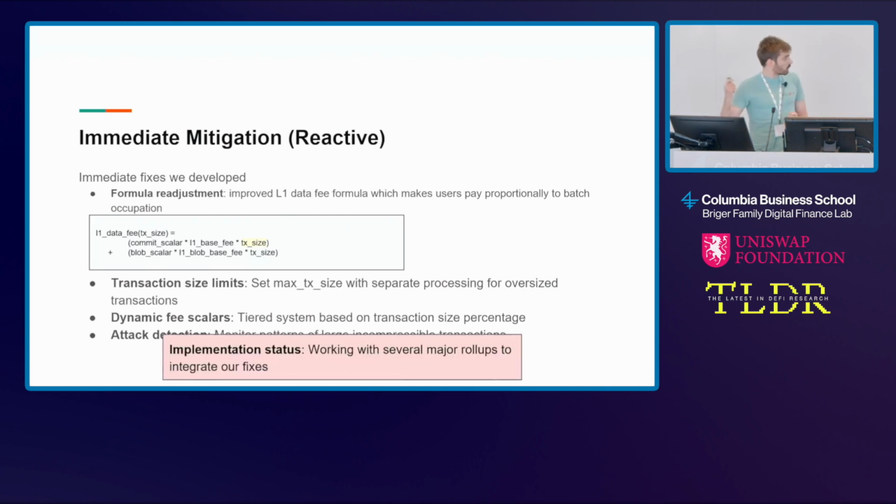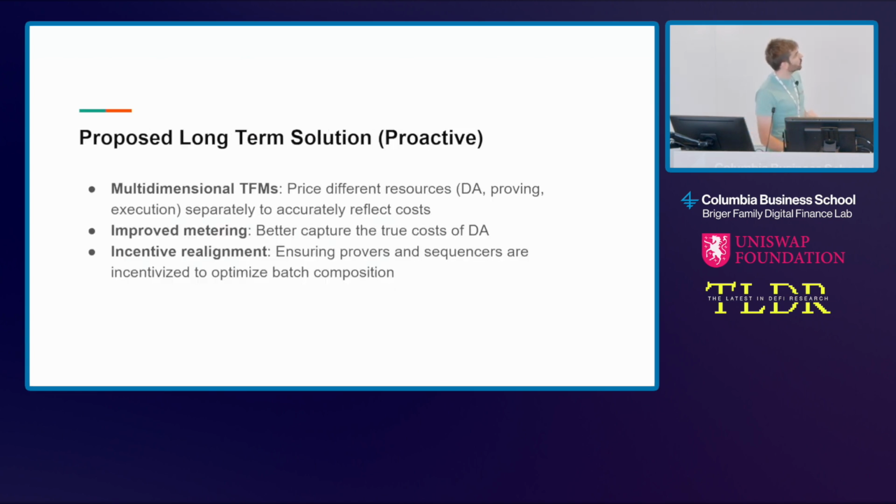So we have already discussed this attack with some major rollups, and they try to apply some fixes. But for the denial of service, the fixes are not that simple. So what we can do as a long-term solution that we know it's going to work. First of all, we can apply multidimensional TFMs, where we price each resource differently. For example, we have a different market for DA, a different market for proving, and a different market for normal gas.